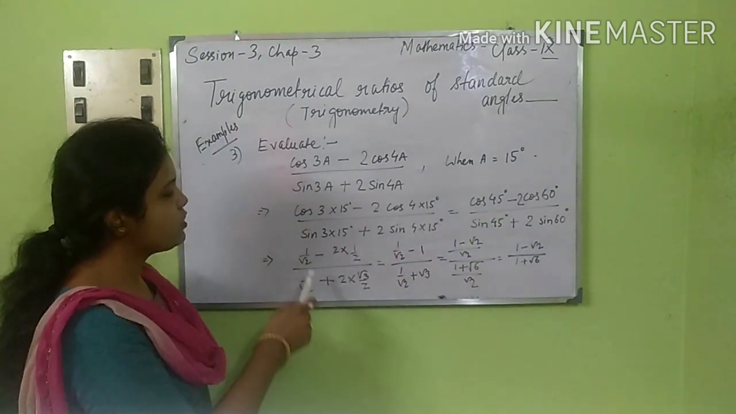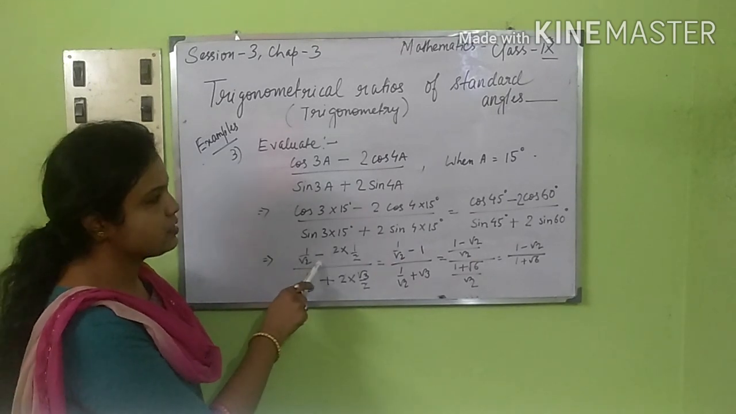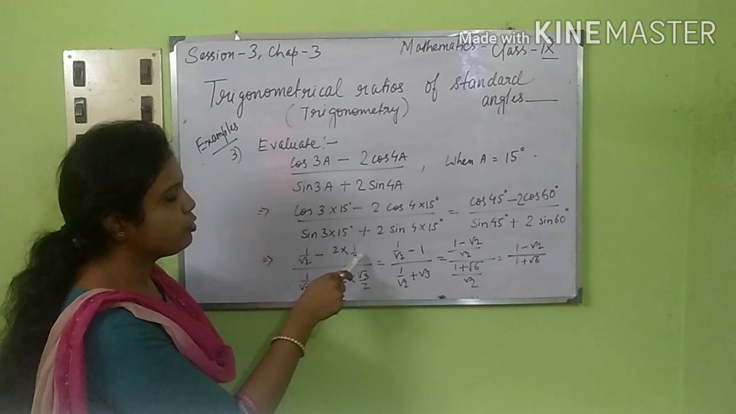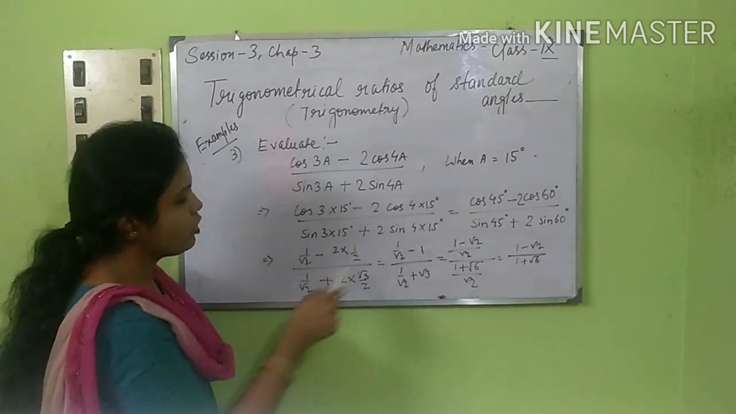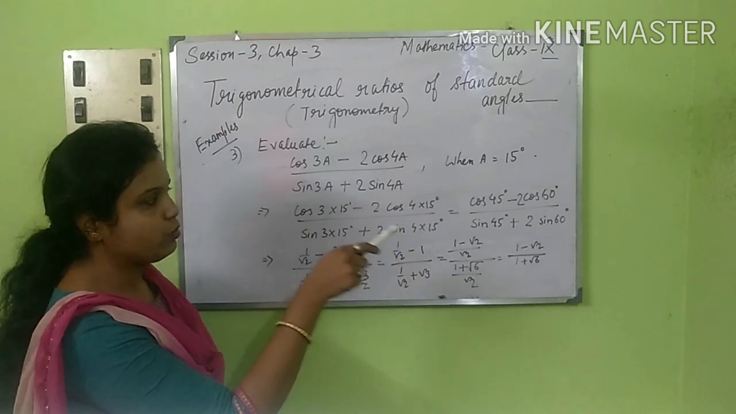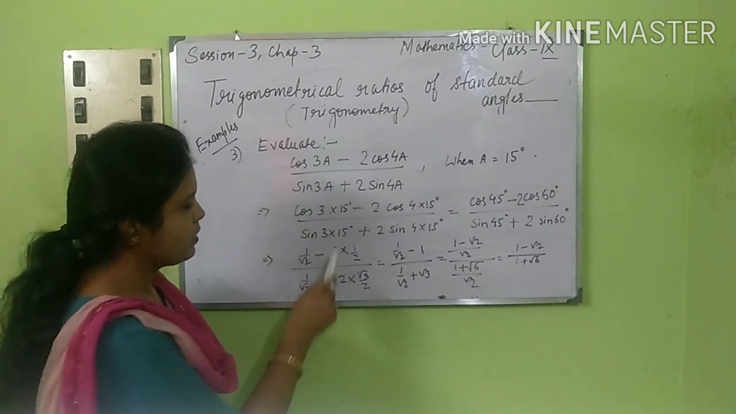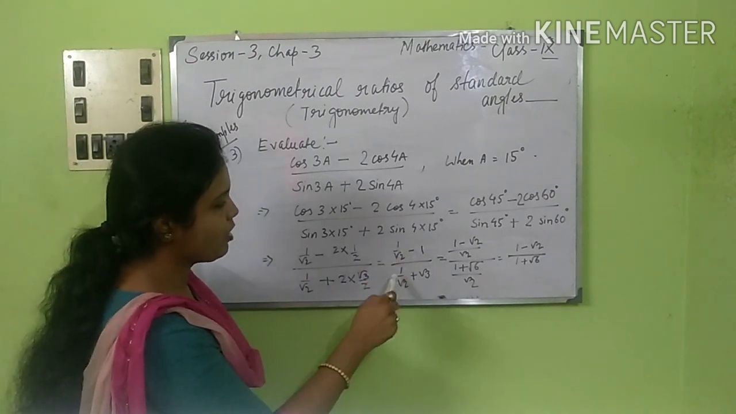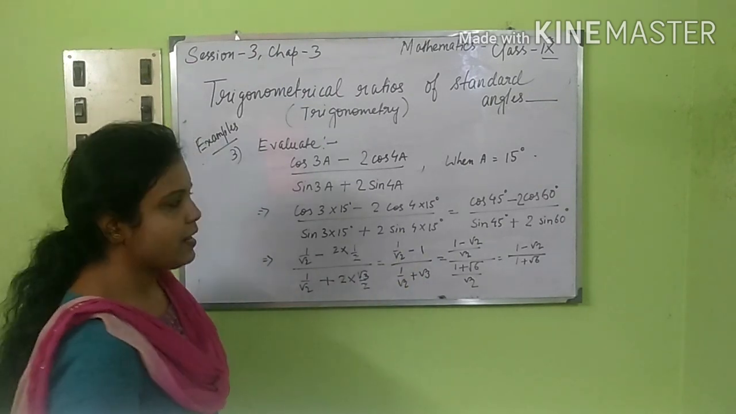So, cos 45 is what? 1 by root 2 minus 2 into cos 60 is what? Half, 2 into half, whole divided by sin 45, which is again 1 by root 2, plus sin 60, which is root 3 by 2. So, 2 into root 3 by 2. Now, cancel out these terms, which can be, now 1 by root 2 minus 1 by root 2 plus root 3.